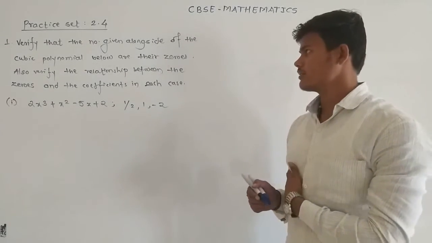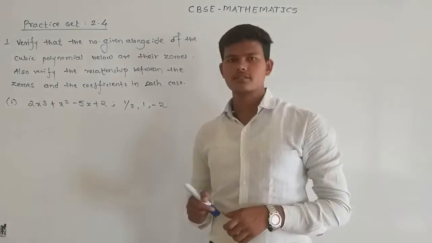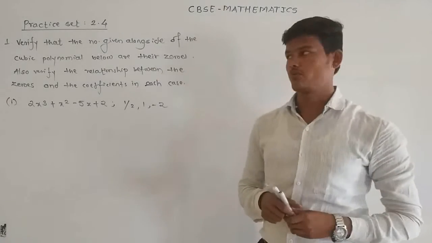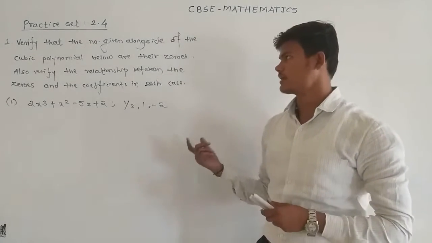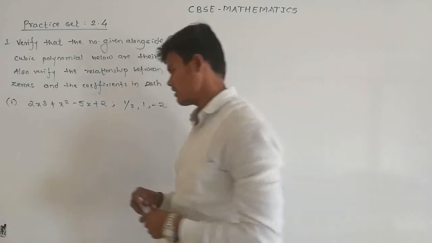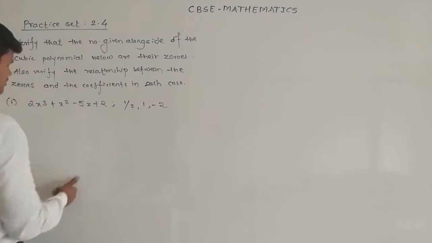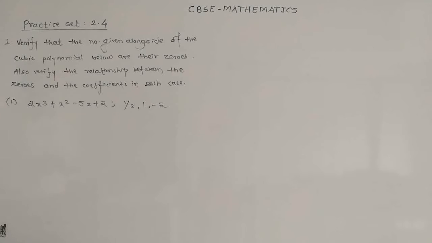In today's lecture, we are going to start the last practice set of our chapter, that is 2.4, which is optional, but sometimes they ask questions from the practice set 2.4 or from the optional exercise. So the first question is, verify that the numbers given alongside the given cubic polynomials below are their zeros.